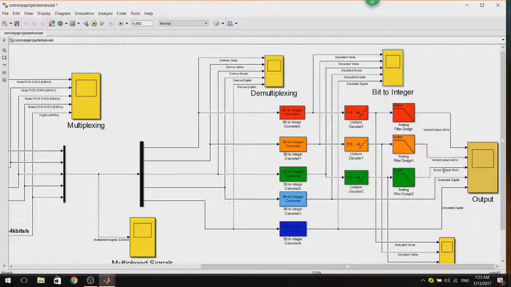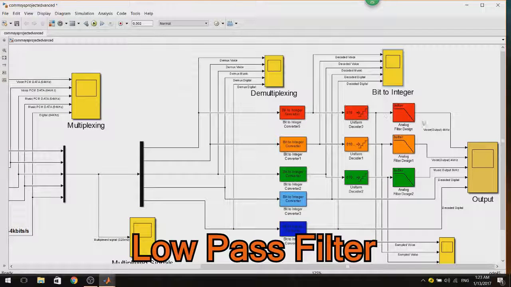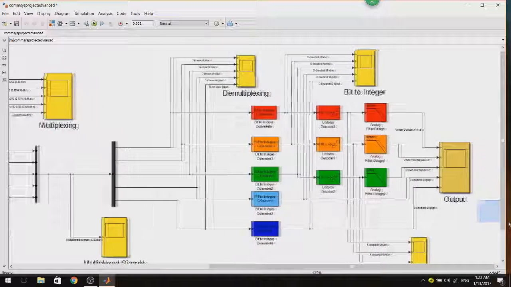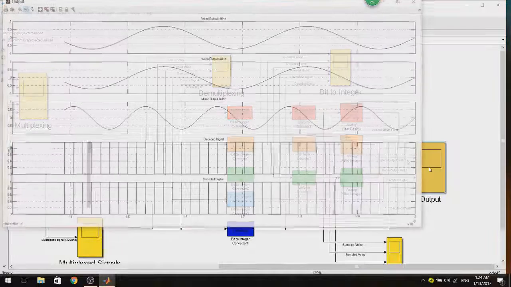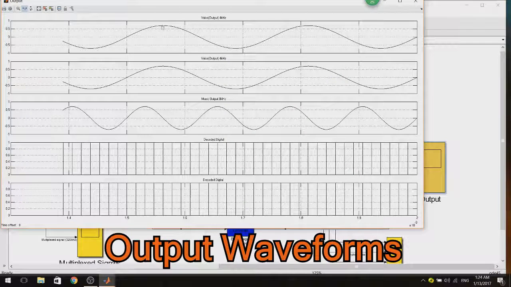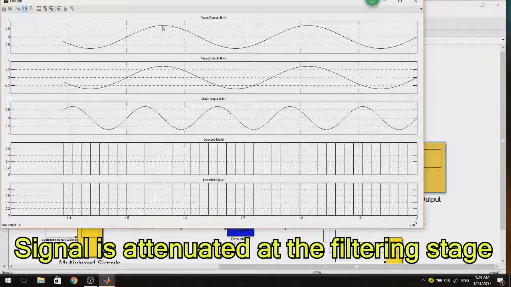To get the output, we need to pass through a low pass filter. The receiver of the PCM is decoded using a bit pager and the uniform decoder. So you can see the output like this. The level is lower: just now it was supposed to be 1, but it is 0.75 because the signal is attenuated. The filtering stage.